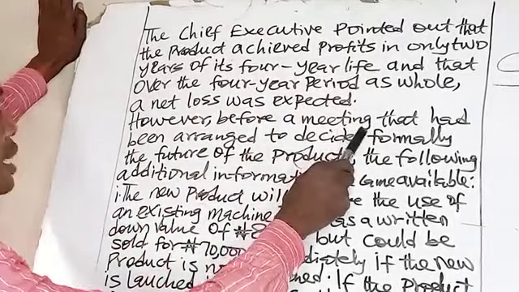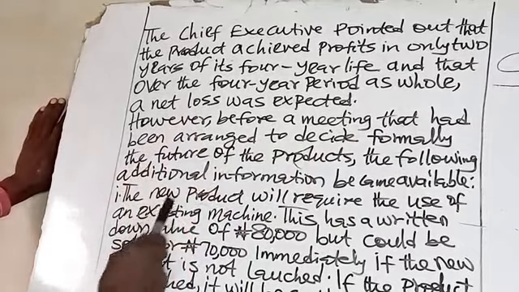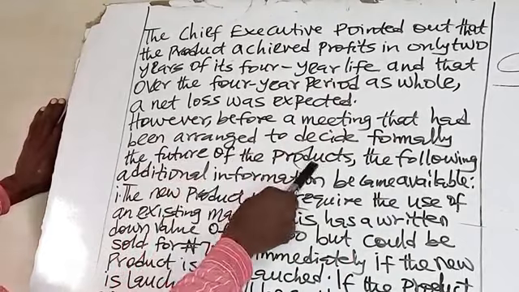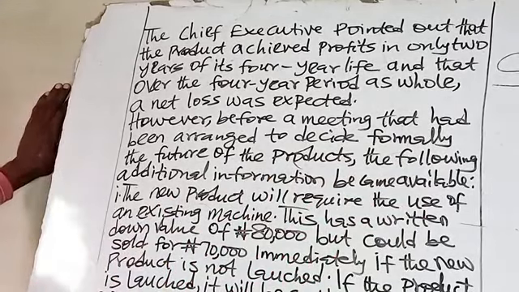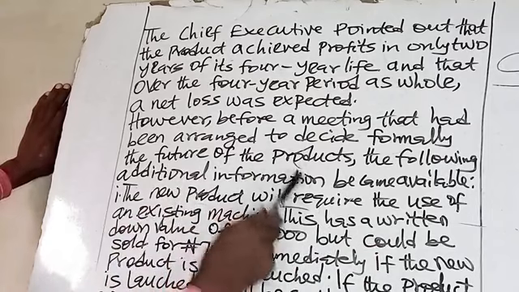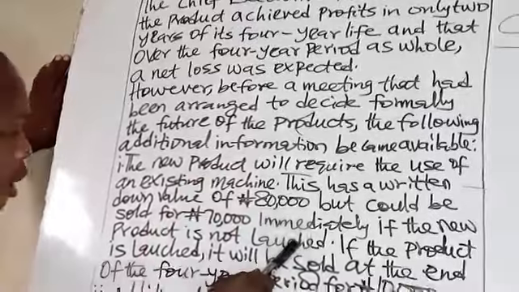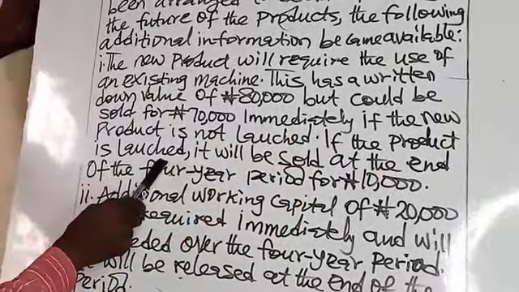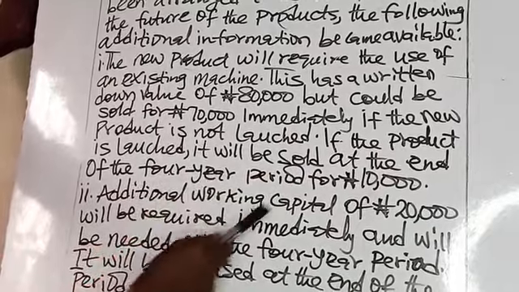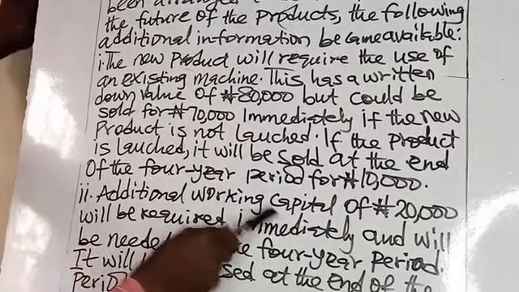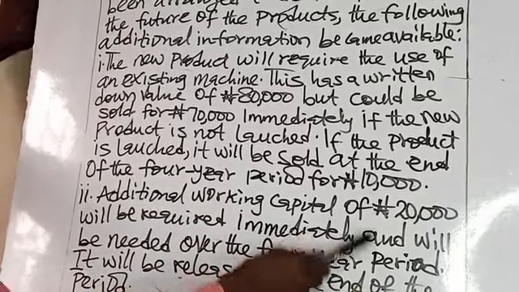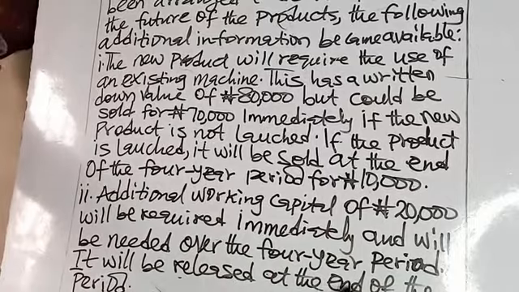However, before a meeting that had been arranged to decide formally the future of the product, the following additional information became available. Number one, the new product will require the use of an existing machine. This has a written down value of 80,000 naira, but could be sold for 70,000 naira immediately if the new product is not launched. If the product is launched, it will be sold at the end of the 4-year period for 10,000 naira. Two, additional working capital of 20,000 naira will be required immediately and will be needed over the 4-year period. It will be released at the end of the period.